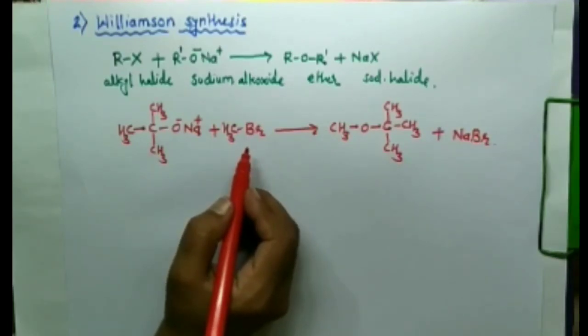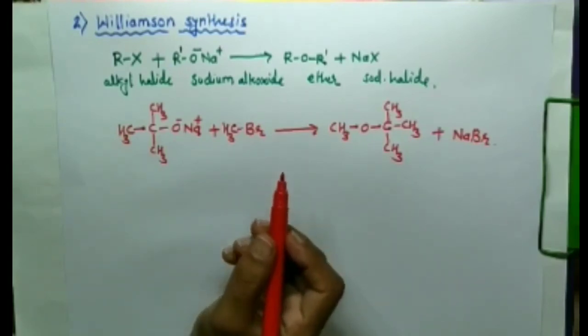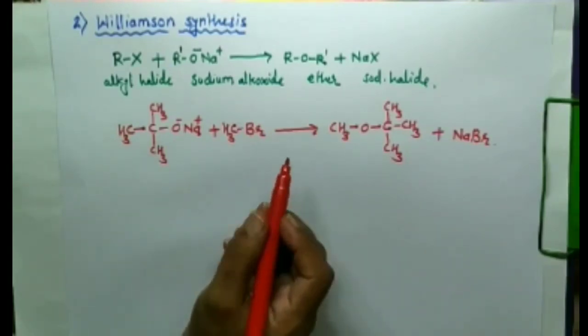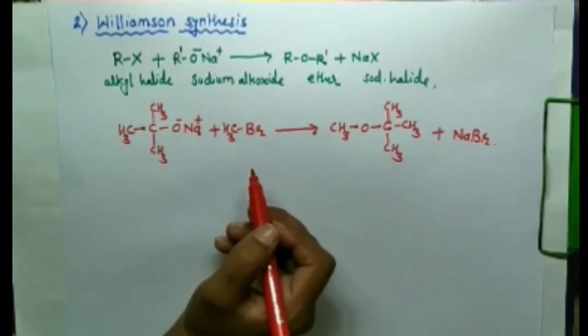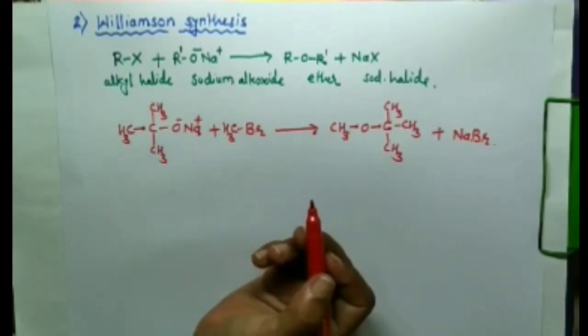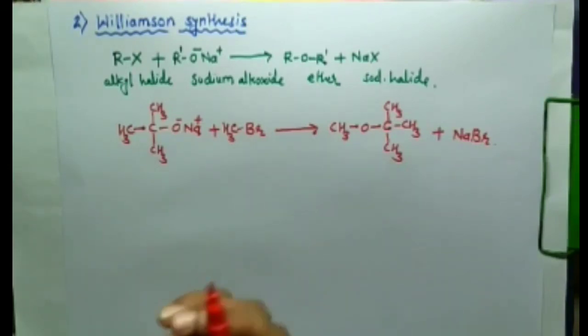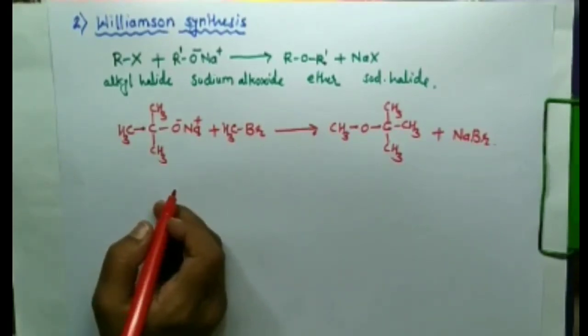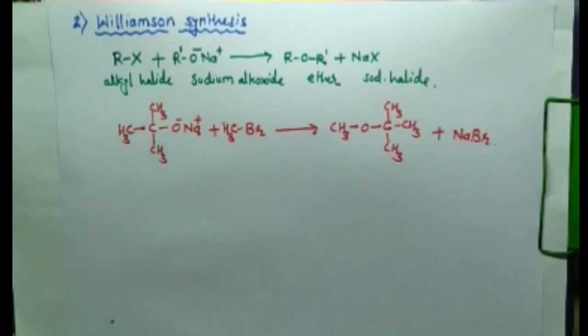But if it is a secondary or tertiary alkyl halide, then the elimination reaction competes over the substitution reaction. Instead of substitution, it will undergo elimination reaction and we will get alkene as a product instead of ether. In a similar way, phenols are also converted into ether, and that we are going to see here.